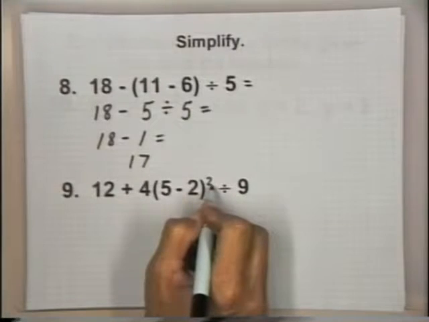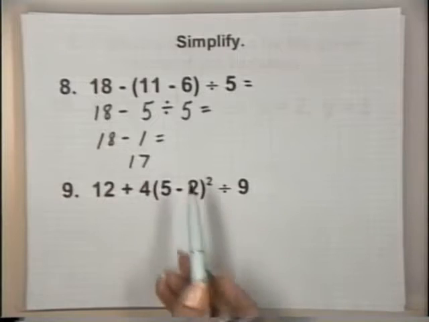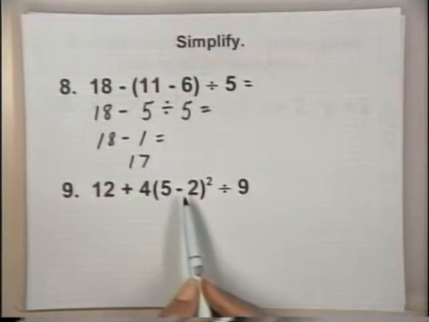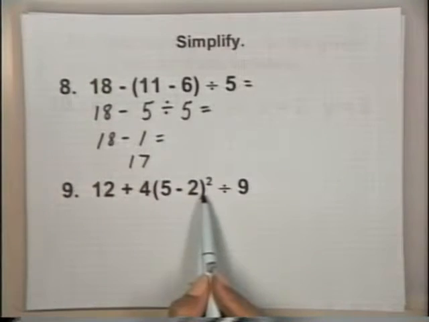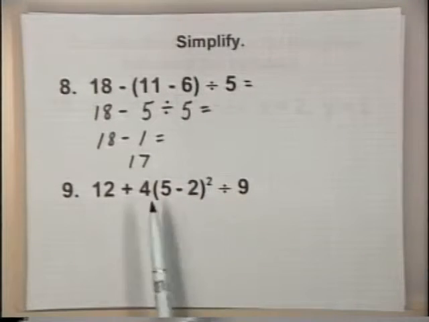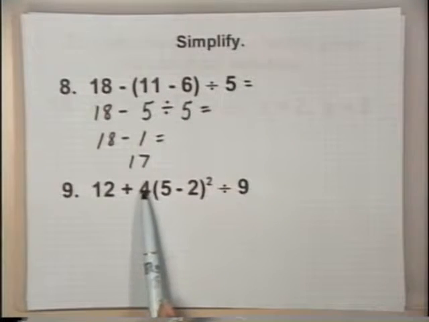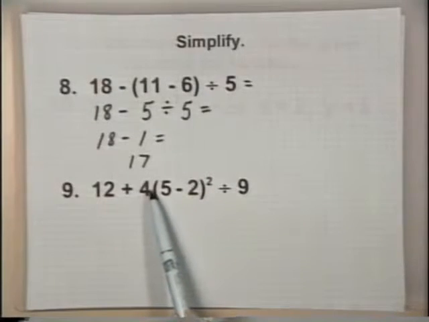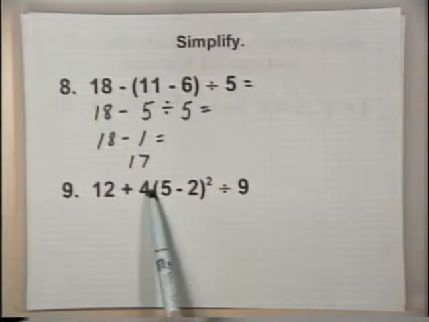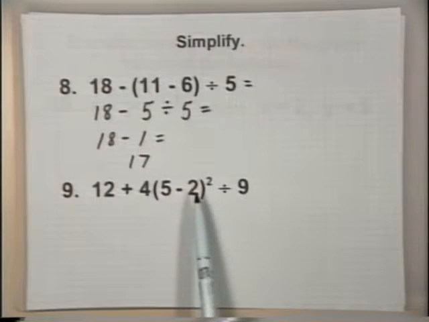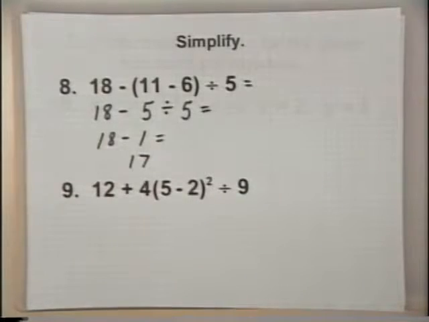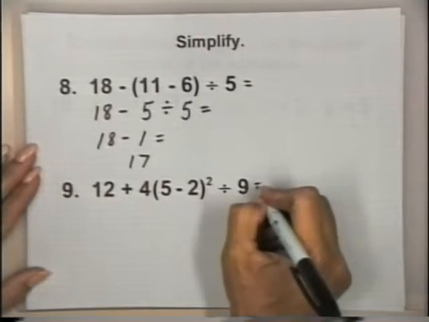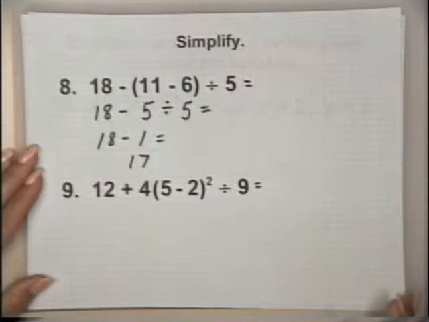Next, I'll have to raise that answer to the second power. But then they also represent that when I get through with all of this, I am supposed to multiply by 4. Since there is no symbol between the 4 and the parentheses, it is understood that I am supposed to multiply after I have performed the operation in parentheses and raised that answer to the second power. So let's follow those rules.